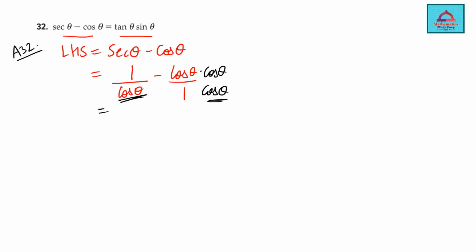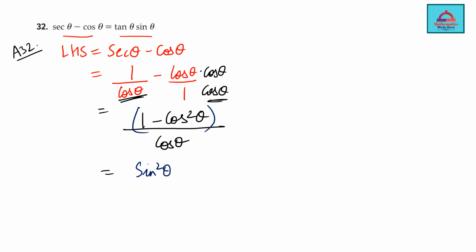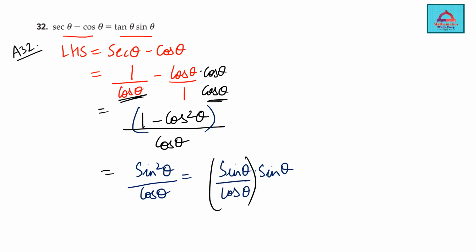Now you see the denominator is the same. Let's combine, and I'm left with 1 minus cos square theta in the numerator. Again, we'll use Pythagorean on the top. I will replace this with sine square theta over cos theta. I can also break this into two parts. There are two sines, so I will break them as sine theta multiplied by sine theta, and there's a cos theta in the denominator, not to forget. Let's combine sine with cos. Quotient identity: sine theta divided by cos theta is nothing but tan theta. So tan theta multiplied by sine theta, which is what we wanted.